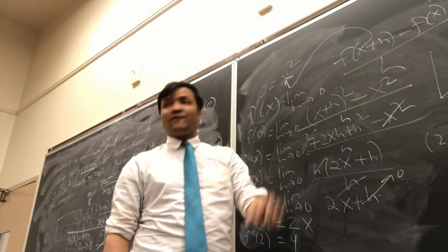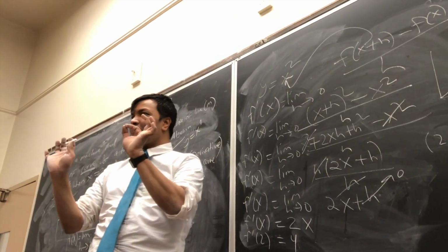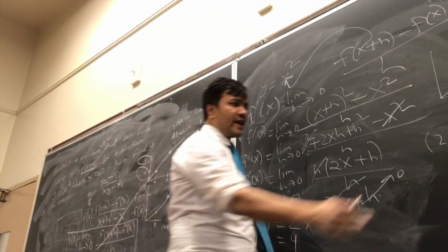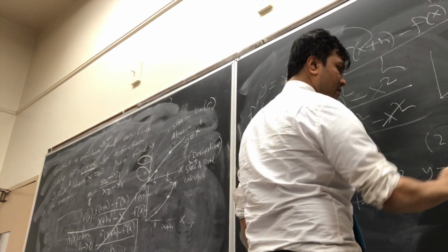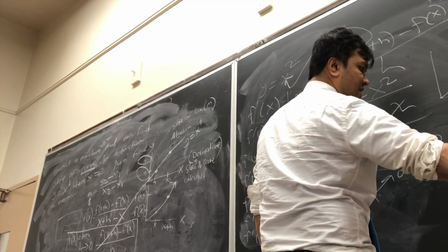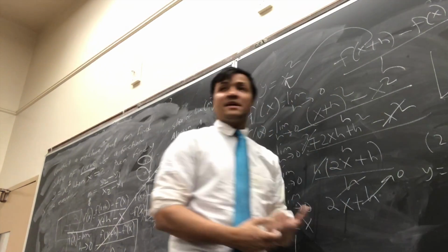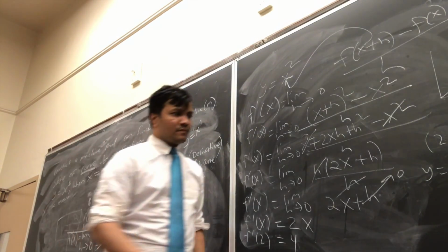Okay, great. We're going to find the equation of the line. How can we find the equation of the line? Same formula: y is equal to m times (x minus x1) plus y1. This part you're going to do at home and show me on Monday.